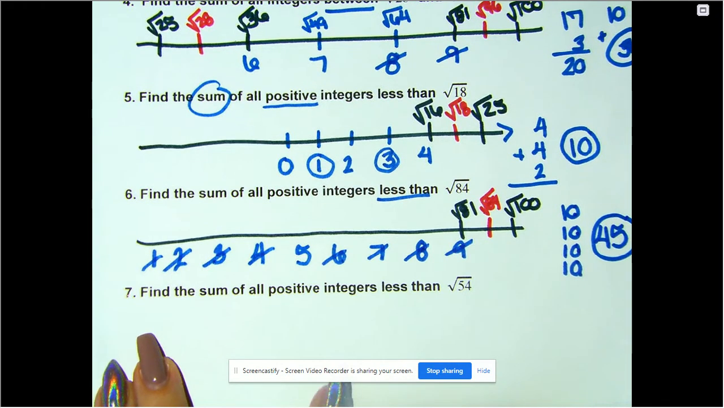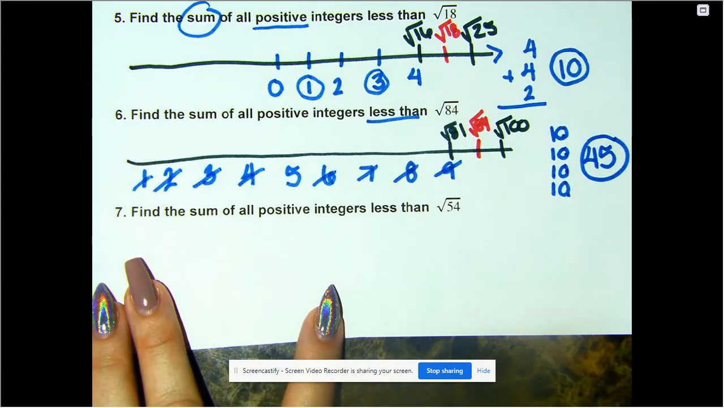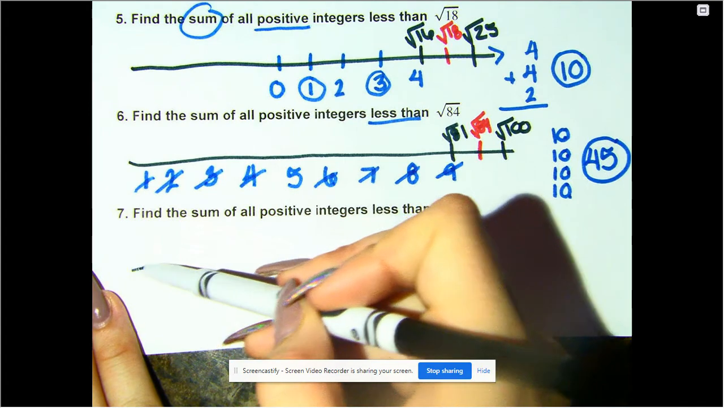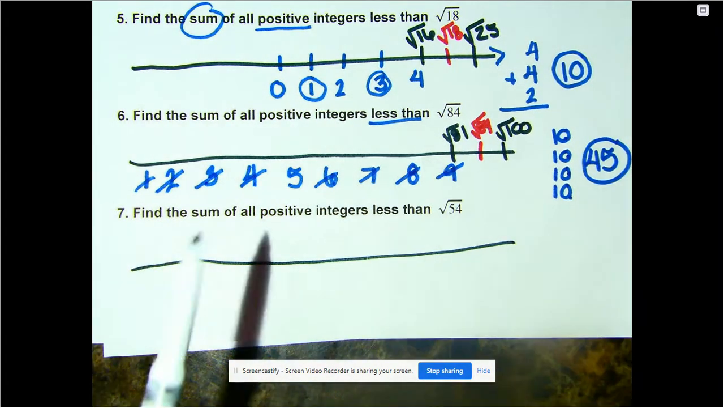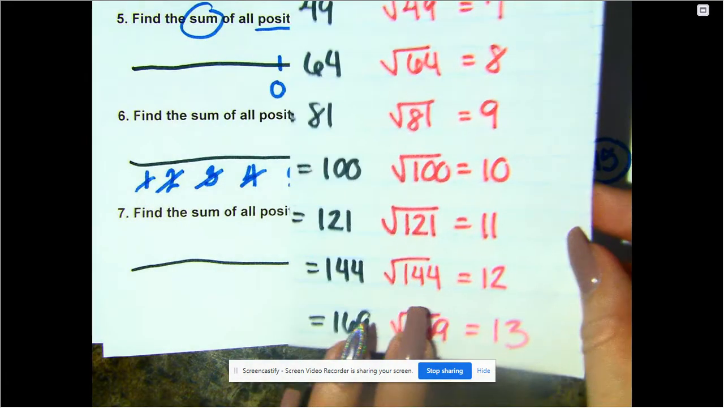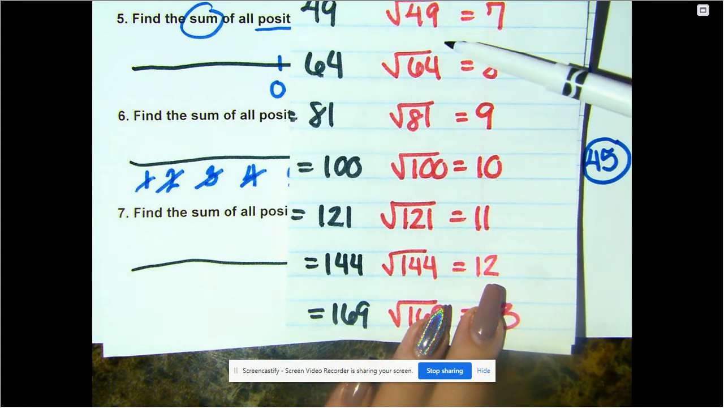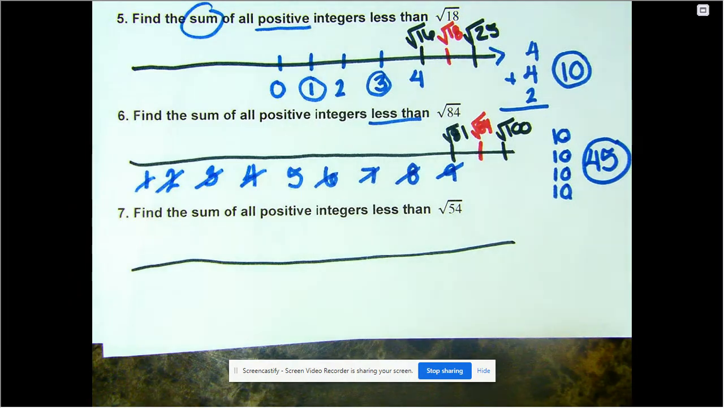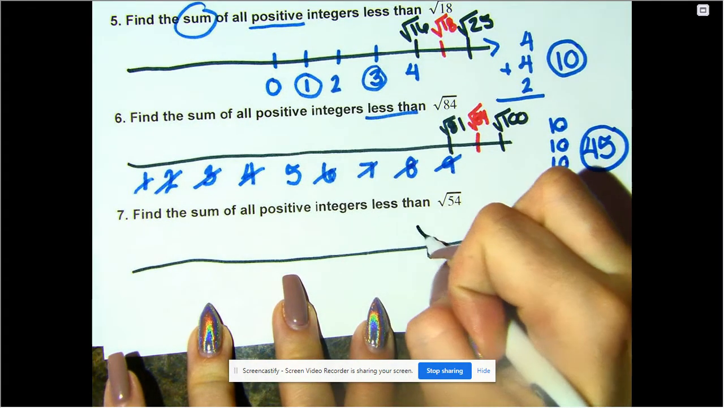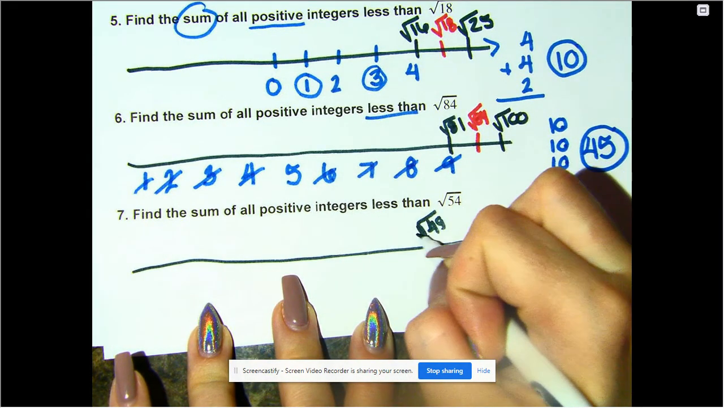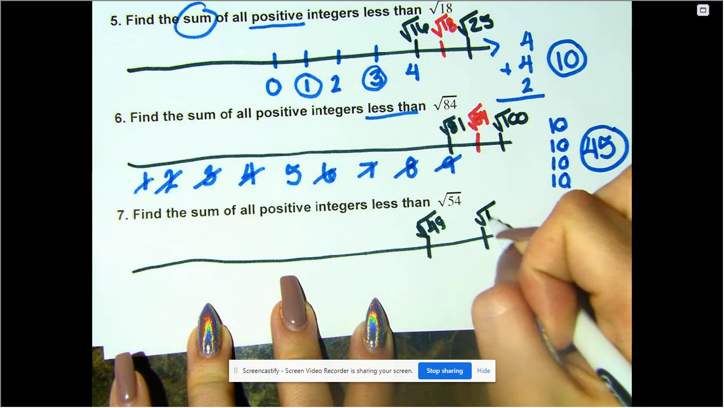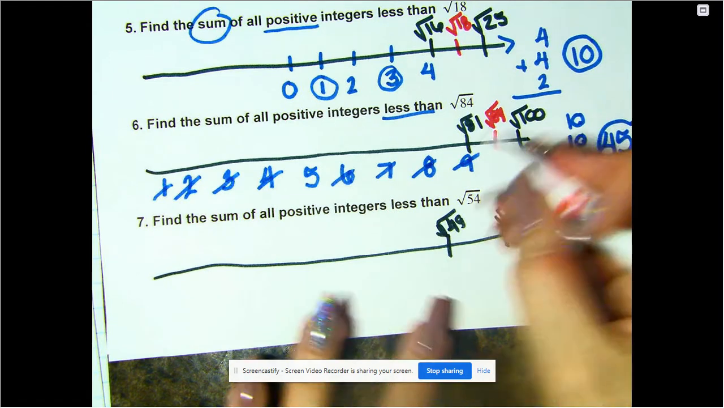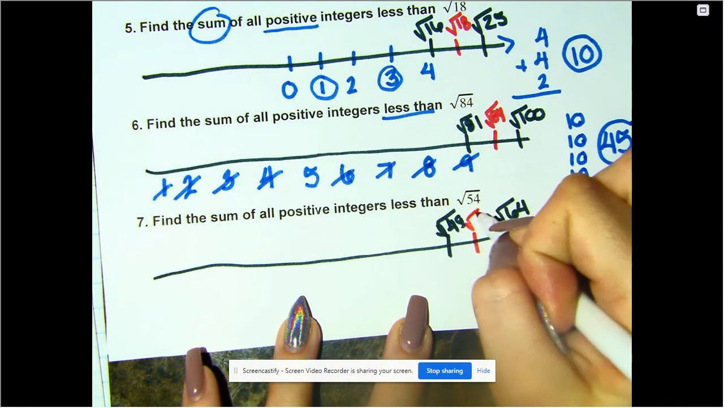Okay, 2 more to go. Find the sum of all positive integers less than the square root of 54. So we're going to need a number line. Okay, I know the square root of 54 falls between 49 and 64 off of my list of perfect squares. 49, 64, 54 would fall right in here. Okay, so I'm going to have the square root of 49 on my number line and the square root of 64 on my number line. And so y'all can see it, the square root of 54 is going to fall in between.